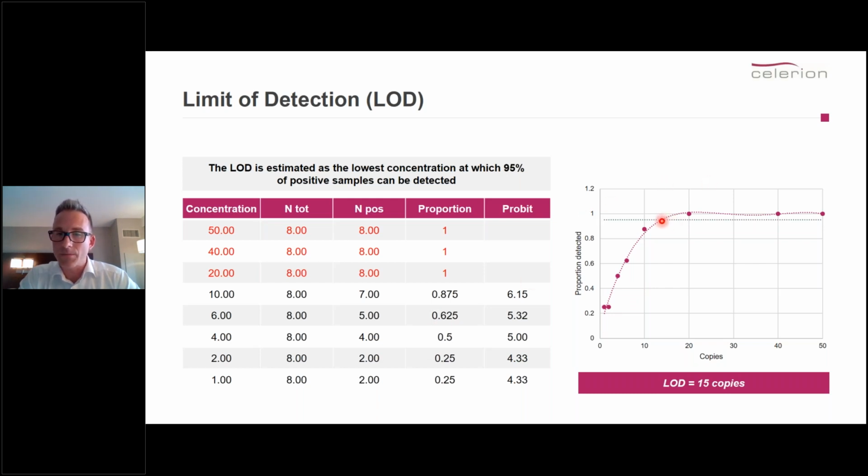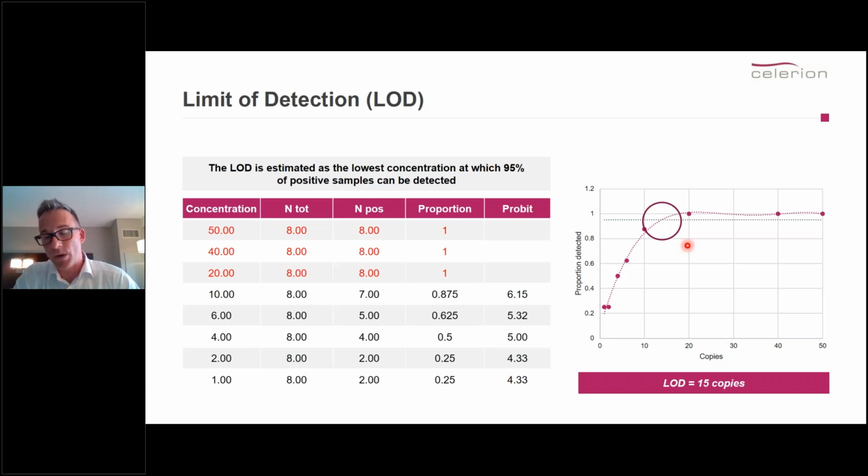And this intercept here you can calculate. Or it's perfectly acceptable to just draw it on paper and get that intercept done. There's various different options available, or you can calculate it, of course. And this then gives you your LOD with a 95% confidence value that you've detected positive samples.